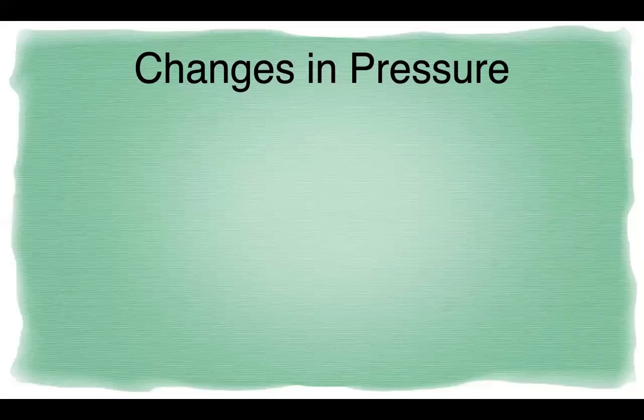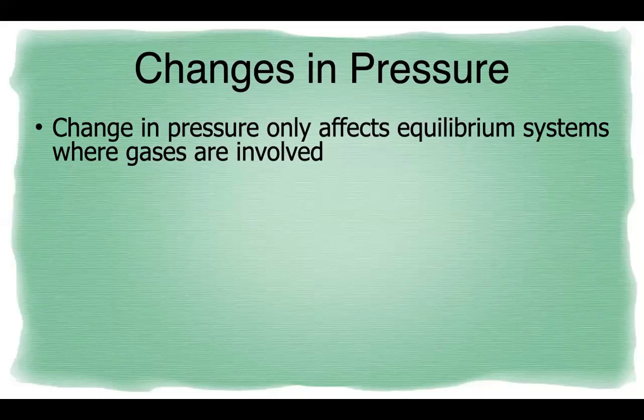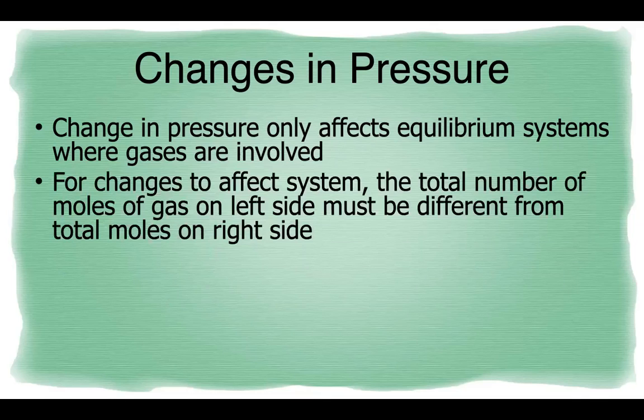So let's look at changes in pressure first. If you change the pressure of an equilibrium system, it's only going to have an effect on gases, because pressure changes don't affect liquids or solids. For those changes to affect the system, the total number of moles of gas on the reactant side has to be different from the moles of gas on the product side. If the number of moles of gas are equal on both sides, changing pressure will not have an effect.